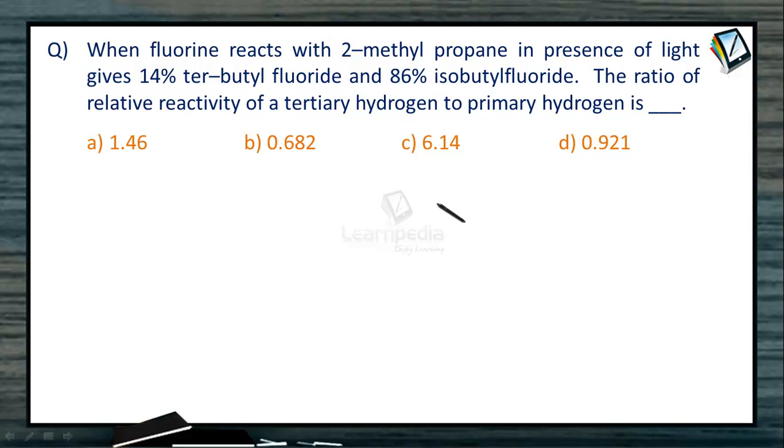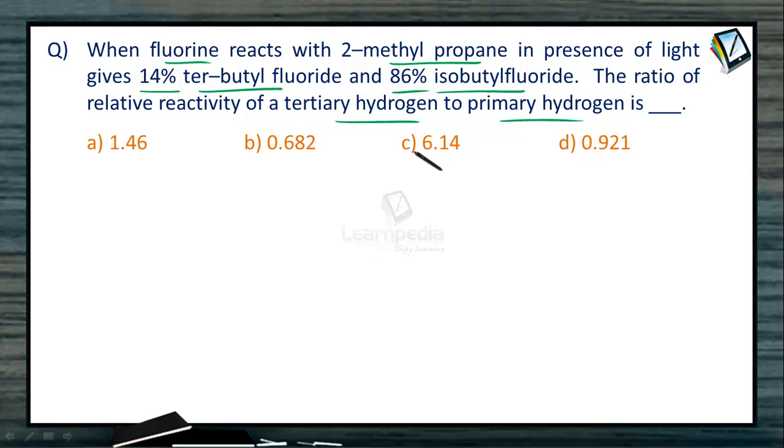This is the objective related to the percentage yield of the various products during the halogenation of an alkane. And here it is fluorination. It's given that when fluorine reacts with 2-methylpropane in presence of light, we get two different products. One is tertiary butyl fluoride, which is 14%, and isobutyl fluoride, which is 86%. And we need to find out the relative reactivity of tertiary hydrogen to that of the primary hydrogen.